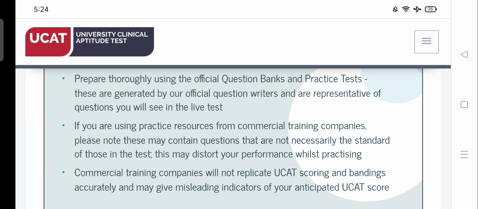So if you are seeking your knowledge from any training companies, you don't have to be wholly dependent on them, because they don't teach you about the standard questions that could be included in the test. So you have to practice it from here. Commercial training companies will not replicate UCAT scoring and bandings accurately and may give misleading indicators of your anticipated UCAT score.